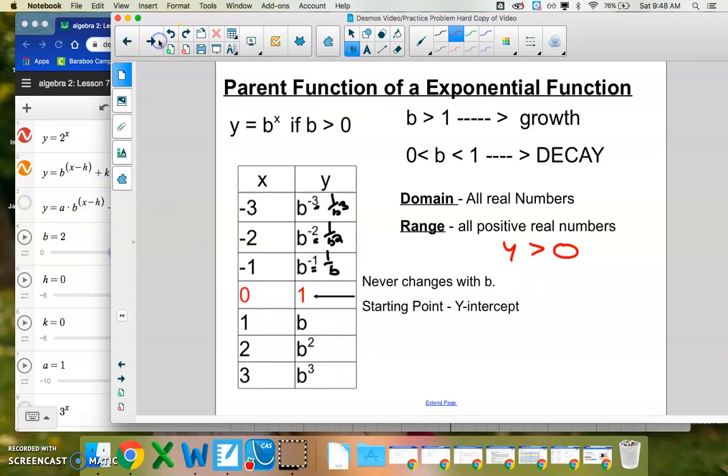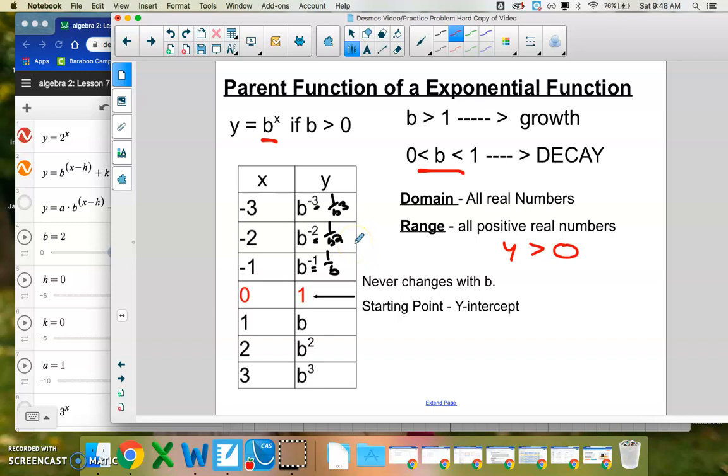To start things off from that video, you should realize that if the b value is greater than 1, then we know we have growth, which means that the graph is rapidly increasing as we go from left to right, but it's never going to cross the x-axis. If the b value is greater than 0 but less than 1, so basically a fraction, it's going to be decaying, so it's going to be decreasing from left to right on the graph, approaching the x-axis. When we get to the Desmos part, I'll show you a little bit of difference between them.